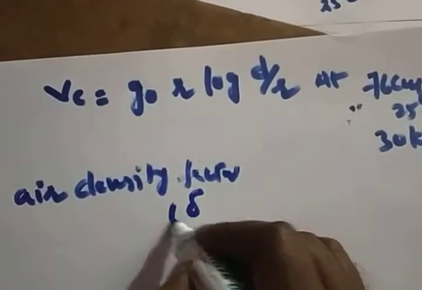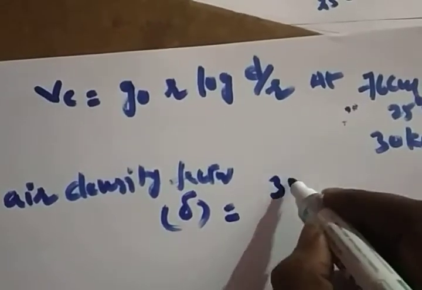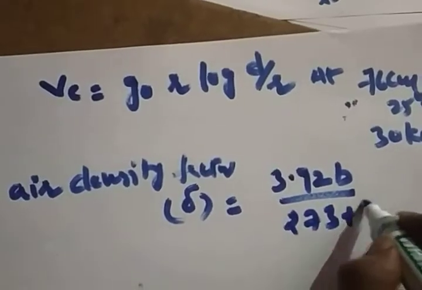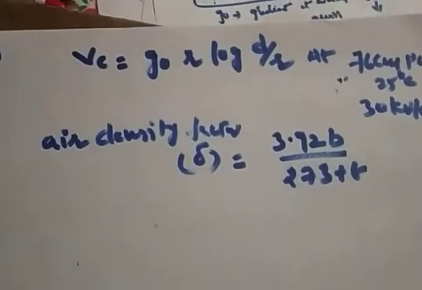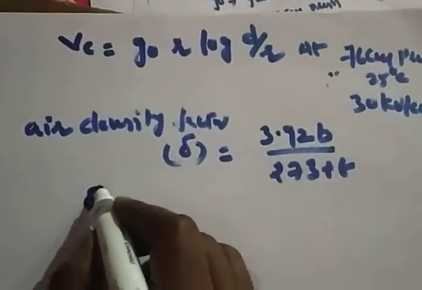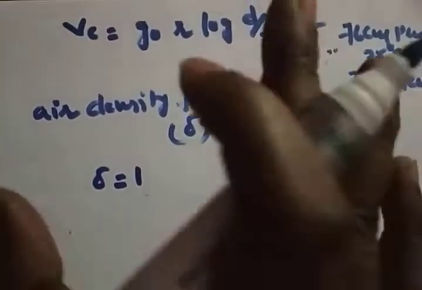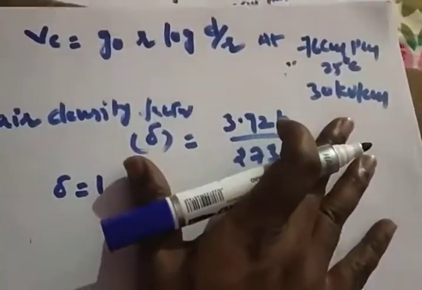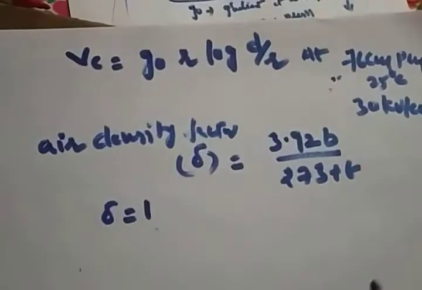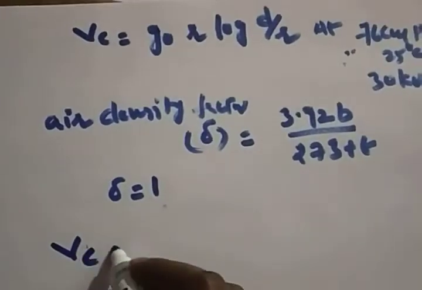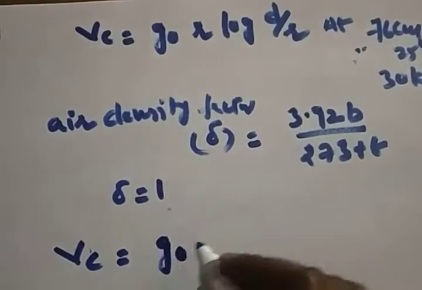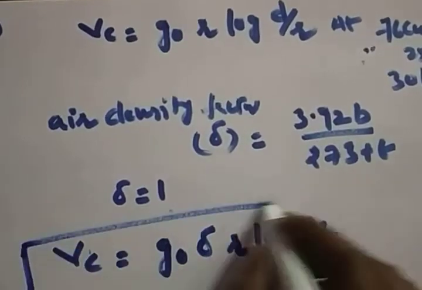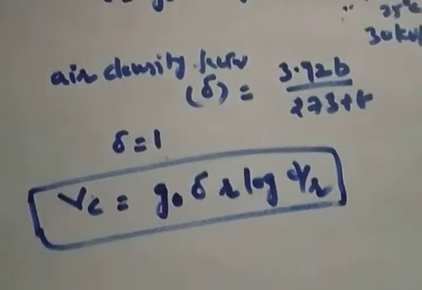That is denoted by delta, which is 3.92 b by 273 plus t. Basically we treat delta as equal to 1. In some other cases they will give the delta value, the air density factor. Then you have to find the critical disruptive voltage by considering delta: VC is equal to g naught delta r log d by r. This is one more formula.